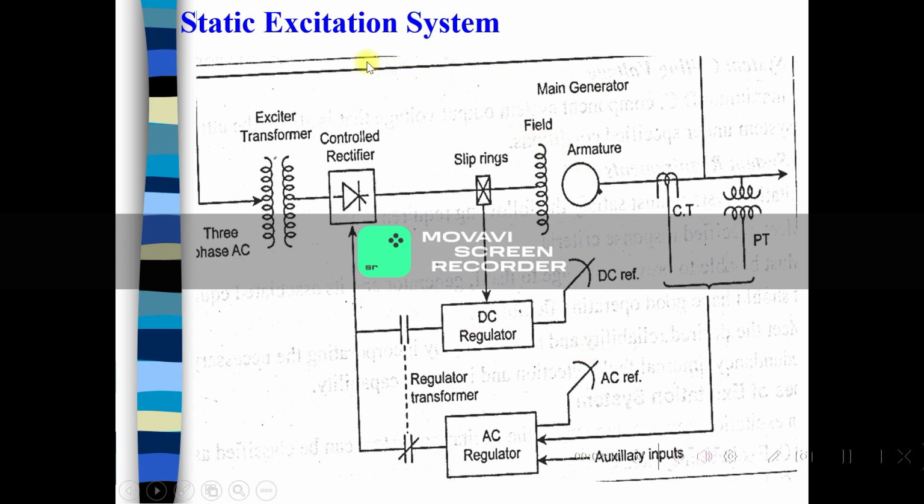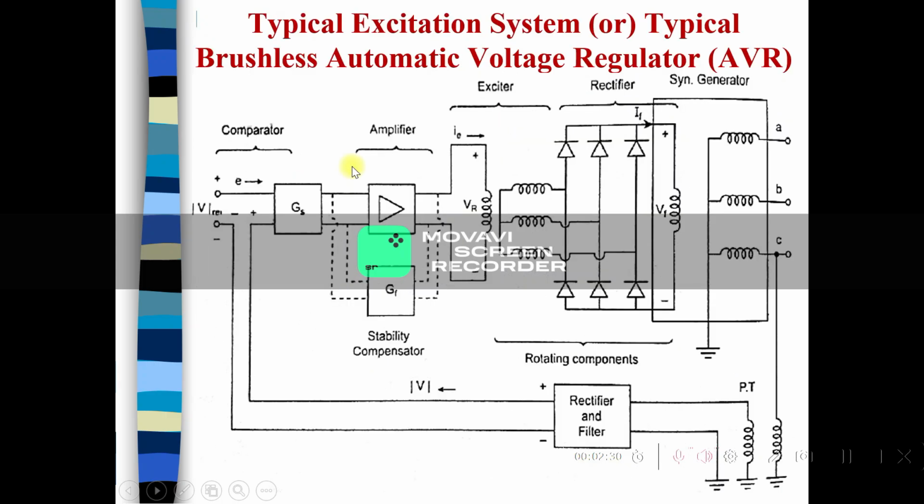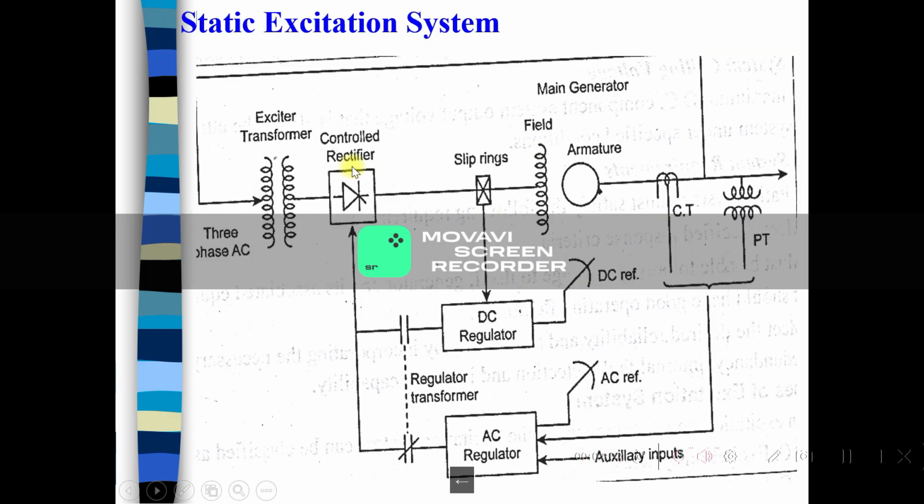This is the block diagram of static excitation systems. First one is the exciter transformer, to which a 3-phase AC supply is given. The output is connected to the controlled rectifier. The rectifier converts AC into DC supply. Again, the DC supply is connected to the slip rings. The slip ring is connected to the field winding of the main generator.